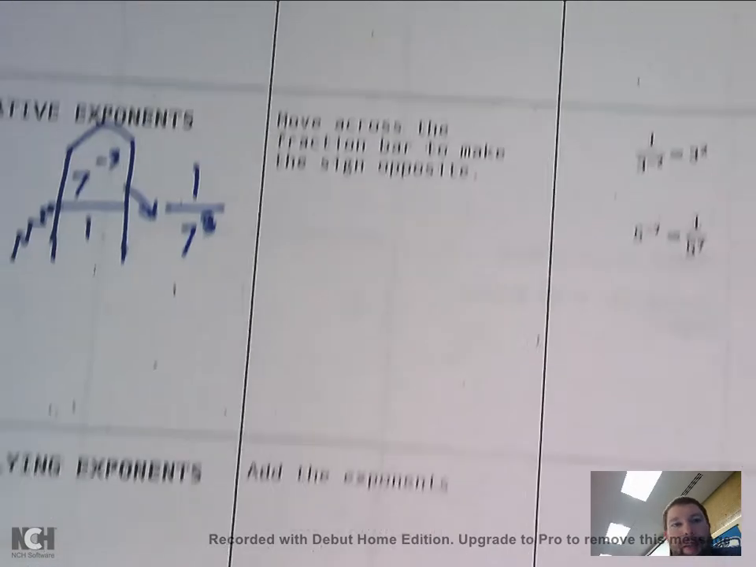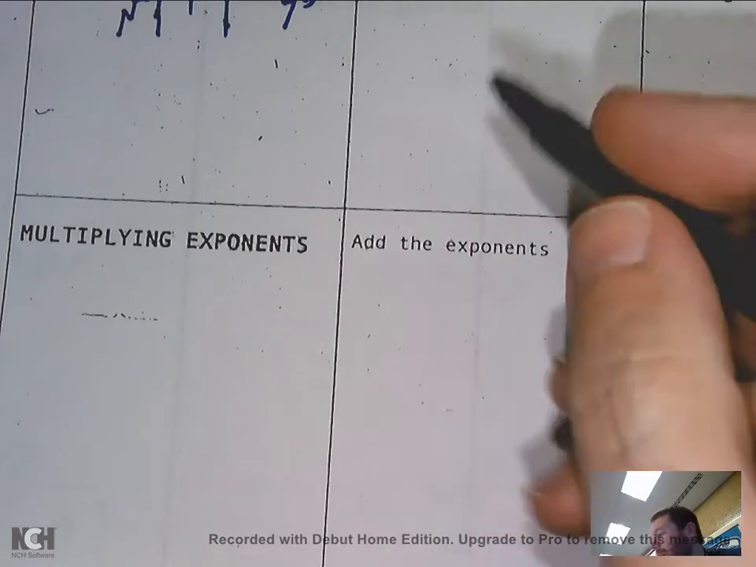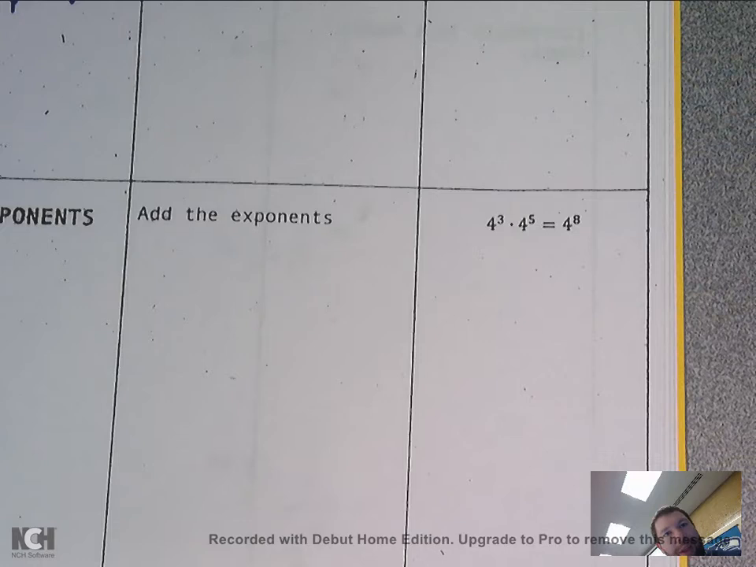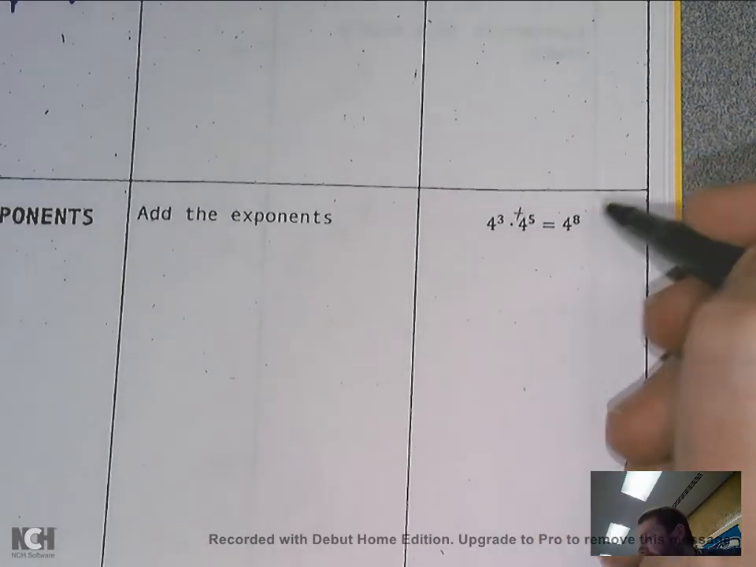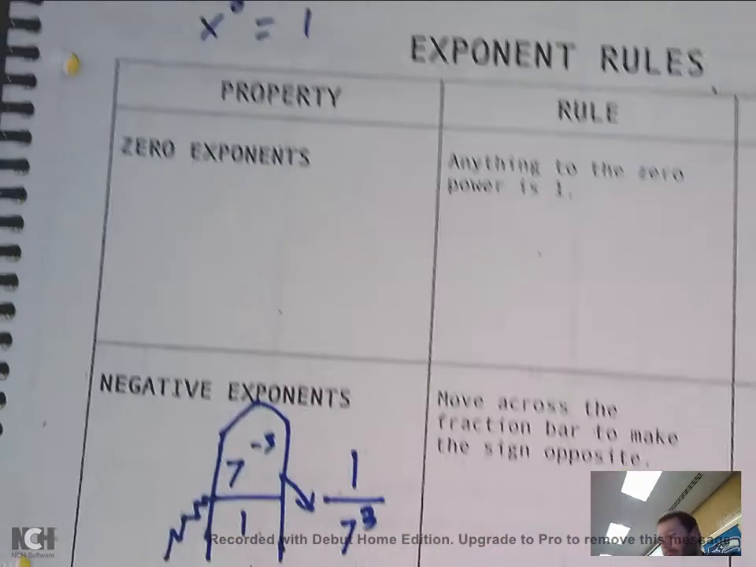Okay? Then we have our multiplying exponent rule. Again, you just add the exponents. So like 4 to the third times 4 to the fifth is 4 to the eighth, right? 3 plus 5 is 8. The base stays the same. You just add the exponents.